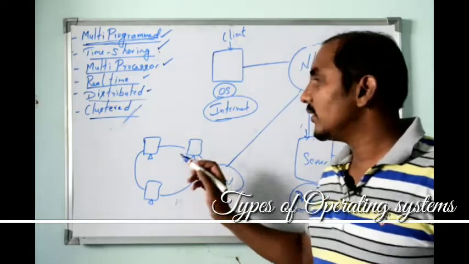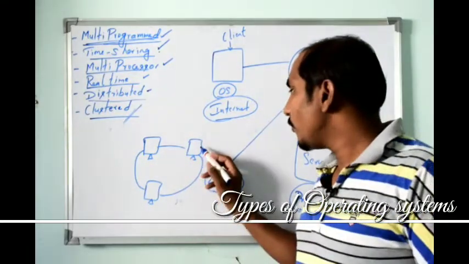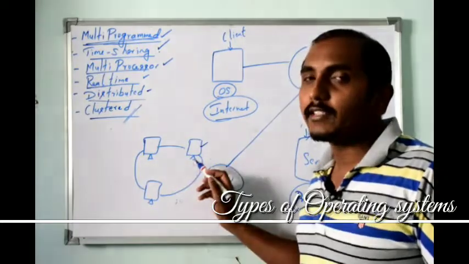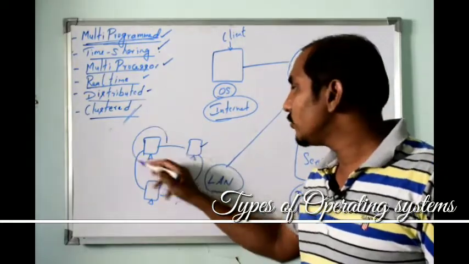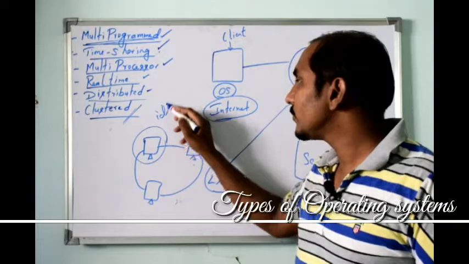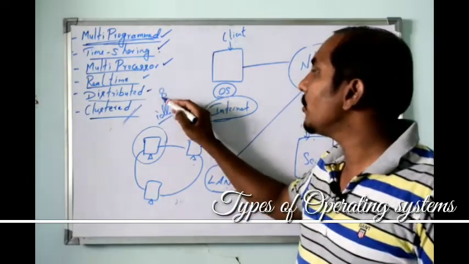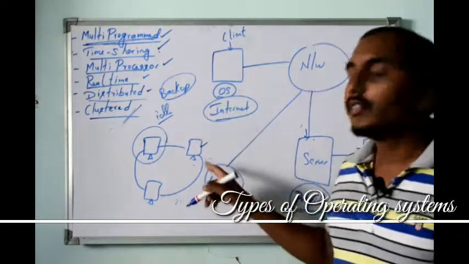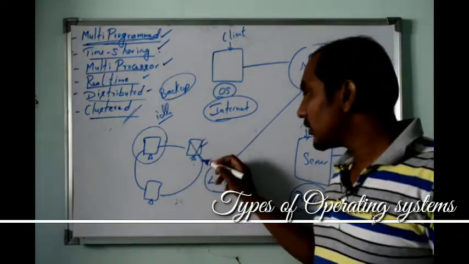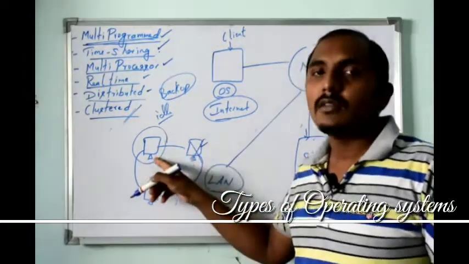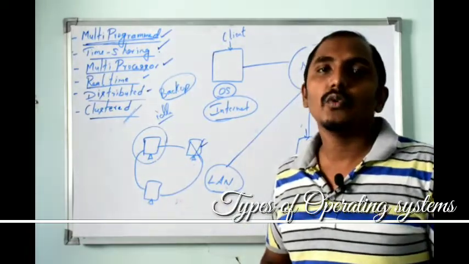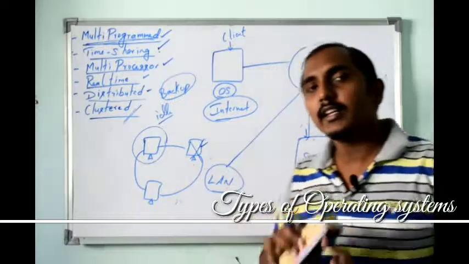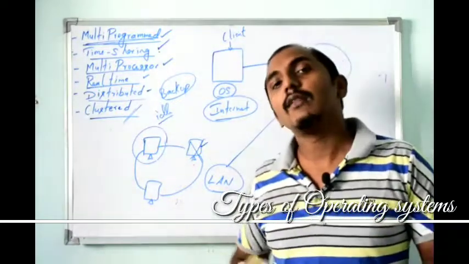A clustered operating system acts like this: if one device is being used, the other device will be in an idle state, or it will be your backup. Backup in the sense that if this system crashes, we are going to use this other system, which will have all the data. When you have more than one device connected through a network, it will form a LAN.